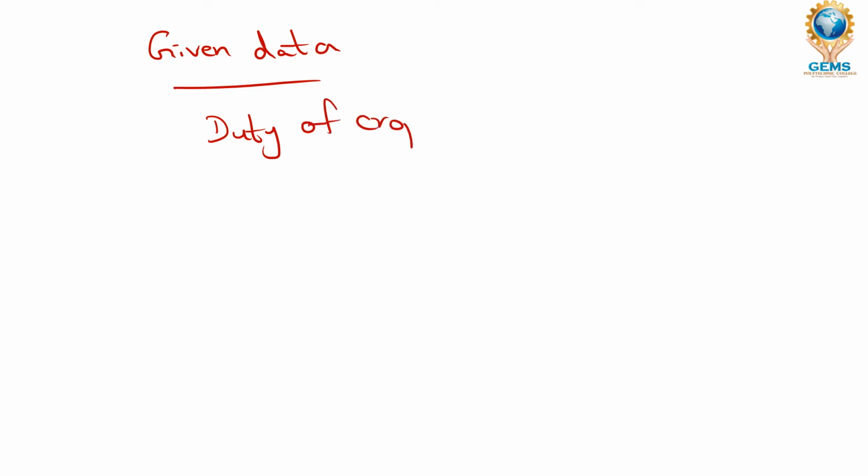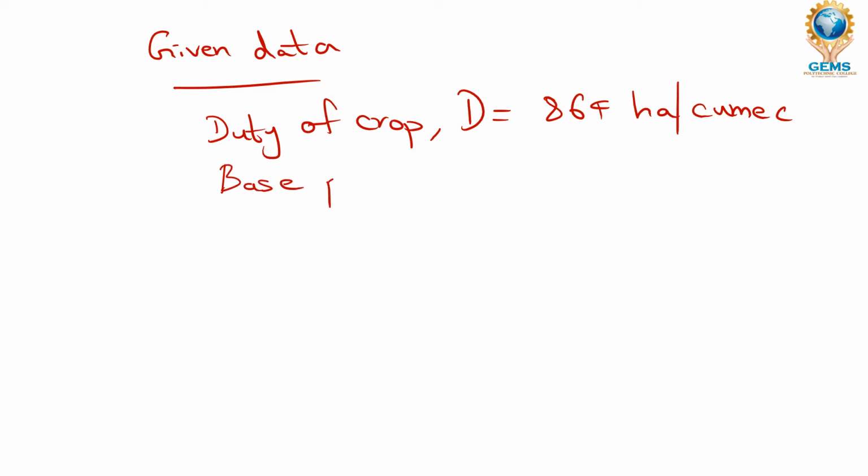Now we are going to write all the given data here, all the given data in that problem. The given data here is the duty of the crop, which is given in the problem, D is equal to 864 hectare per cumec, and the base period, which is already given, B is equal to 120 days.